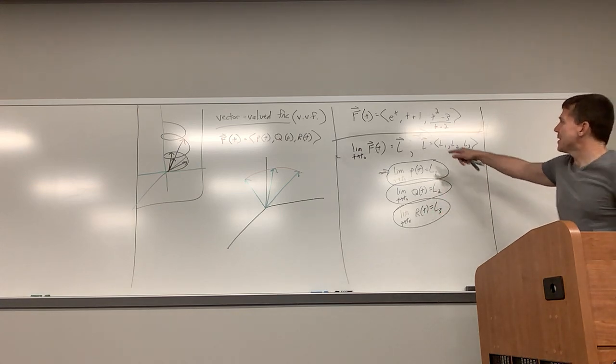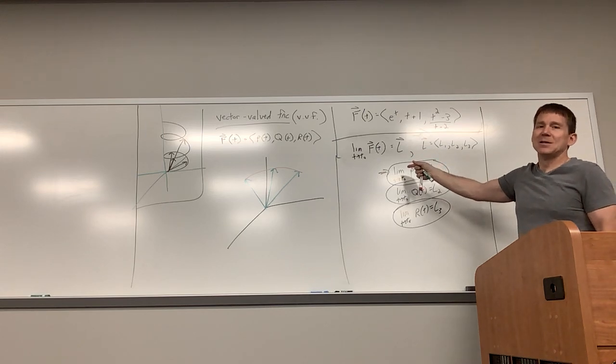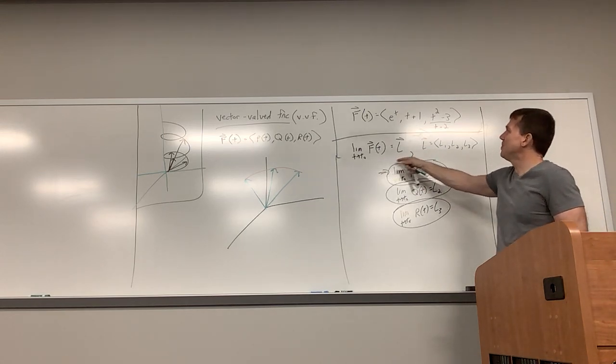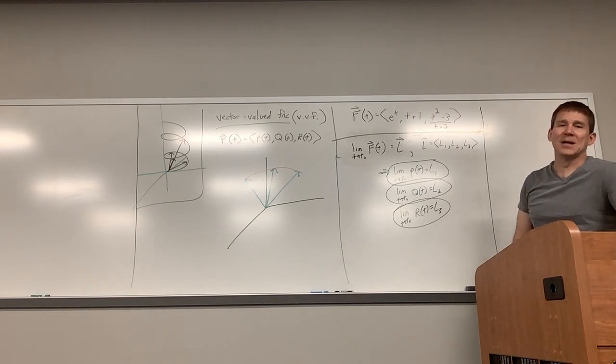And essentially either the limit will exist for all 3 component functions, so then the limit exists for the vector valued function. If it doesn't exist for one of them, then it doesn't exist for the vector valued function.